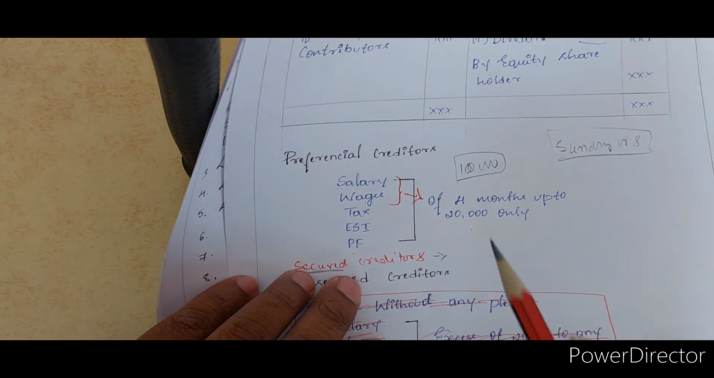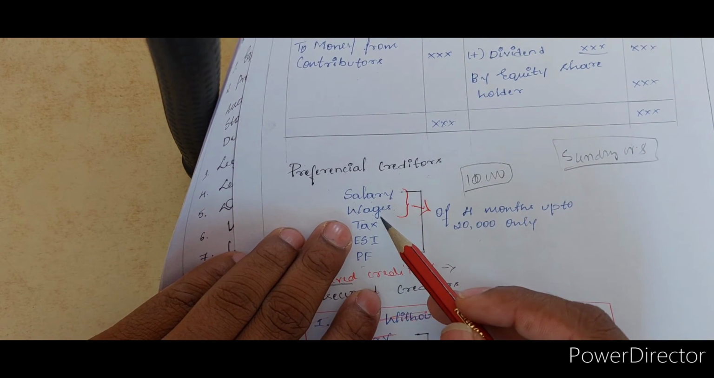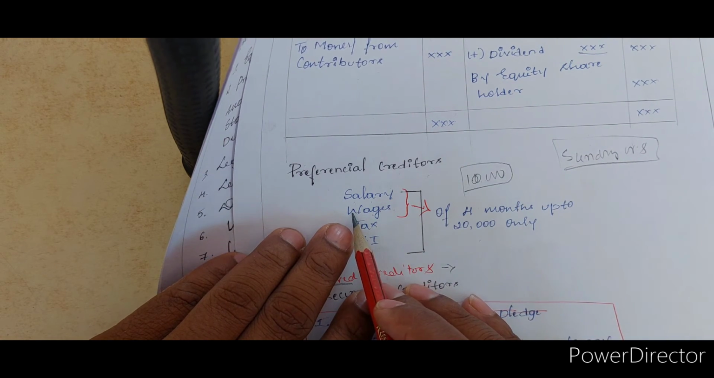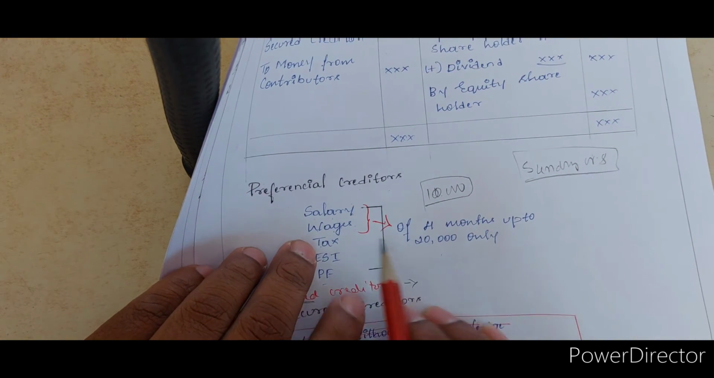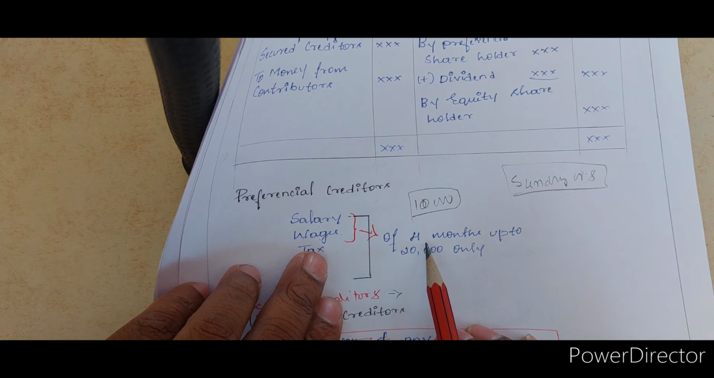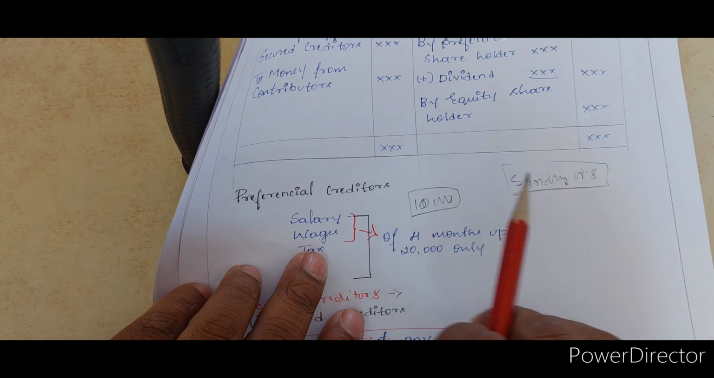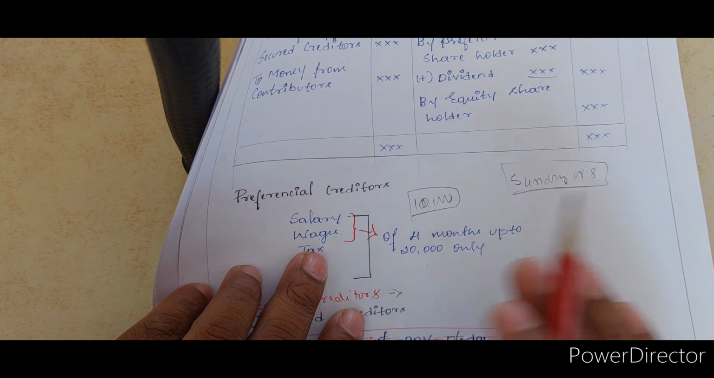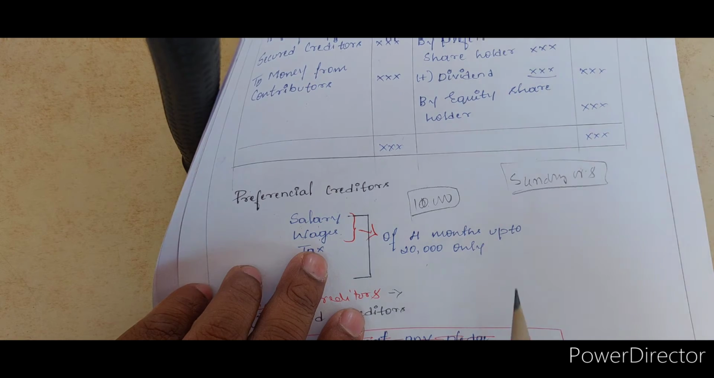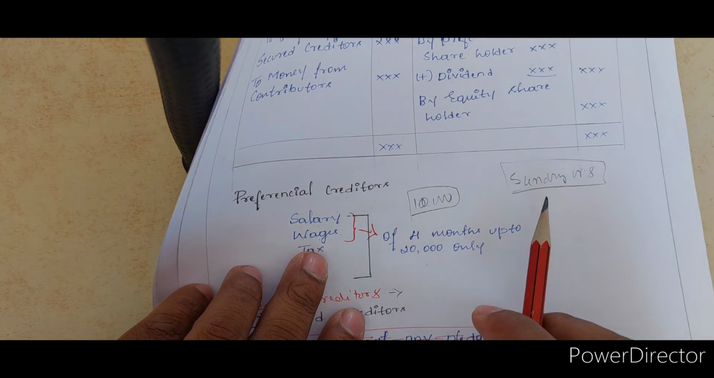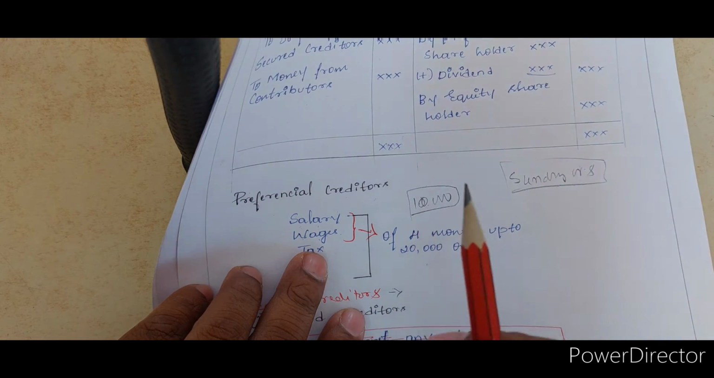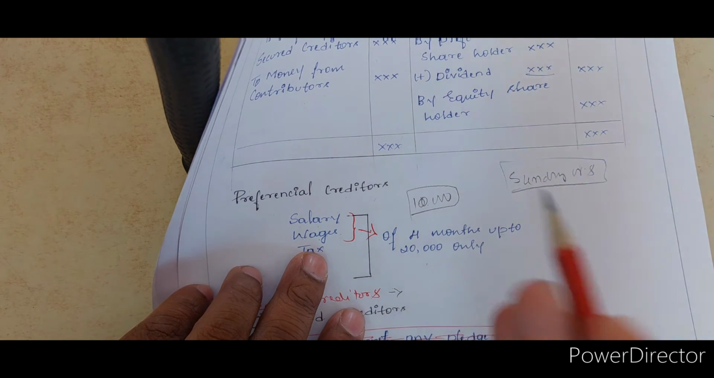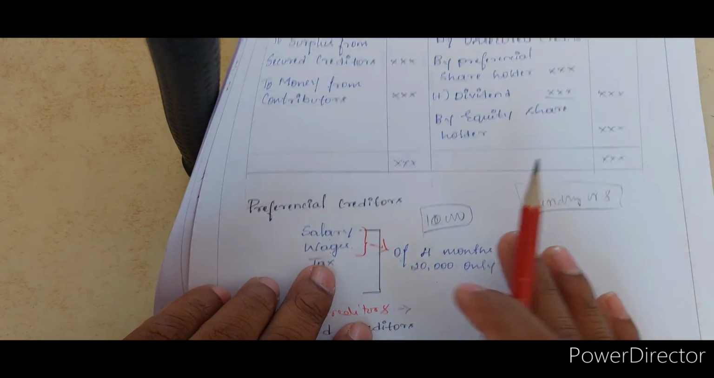What you have to do with salary and wages is this: salary must be taken within 20,000, and only 4 months of salary and wages need to be taken. For example, at 1,000 per month, for 1 year it is 12,000 rupees, but you need not take 12,000; only 4 months salary is to be taken. The 4 months salary and 4 months wages must be less than 20,000 rupees. In the problem I am going to let you know.